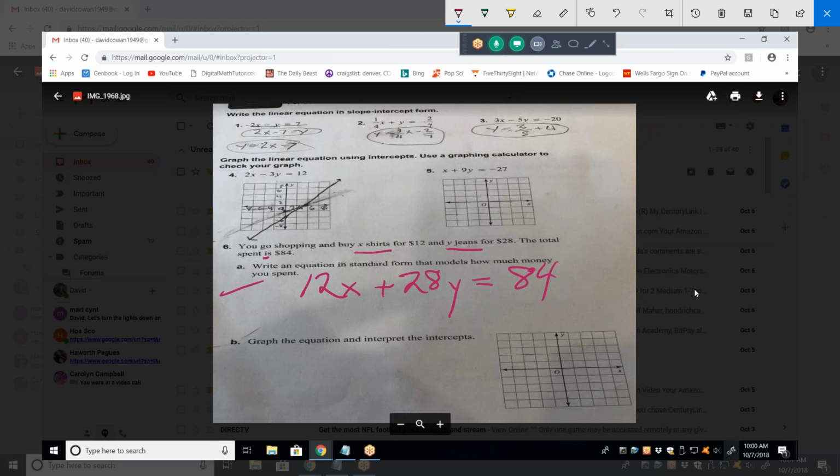Let's use our intercepts. What's the X-intercept? I'm going to let Y equal 0. Now I have 12X equals 84. What's X? What's 84 divided by 12?